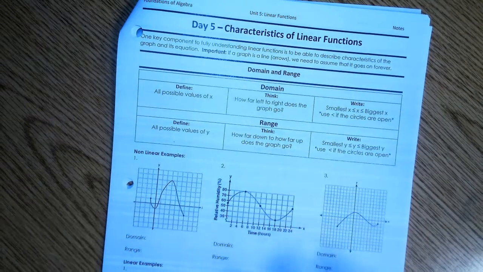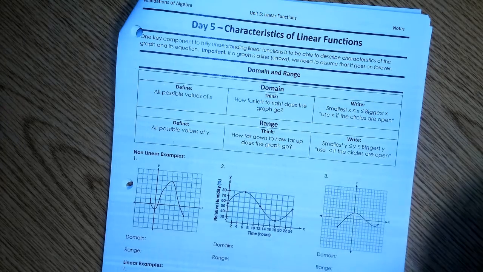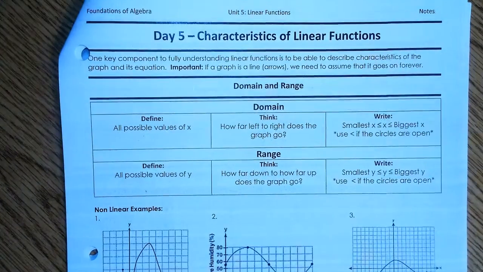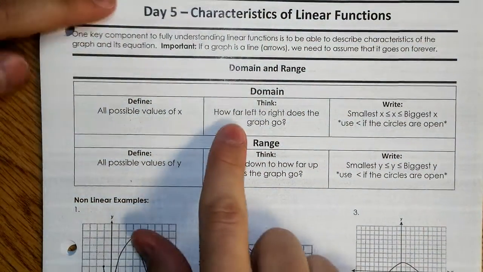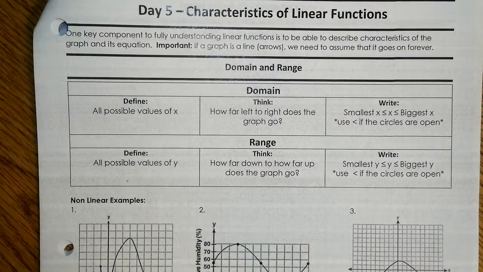There you go. I like that. Domain is side to side, range is up and down. Well said. All right, so when you look at our packet here on page 29, it talks about domain: all the possible values of x. When we look at a graph, we'll look at what that looks like.